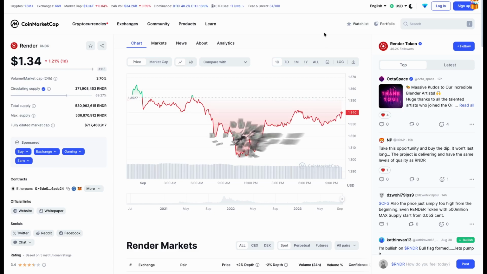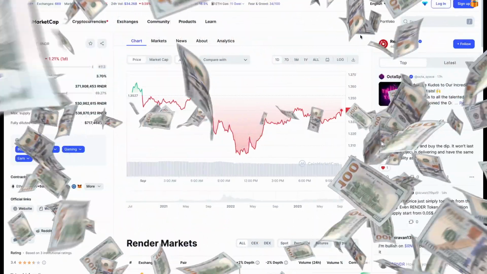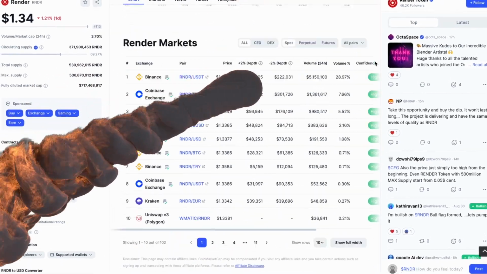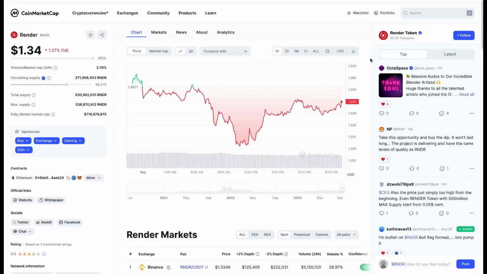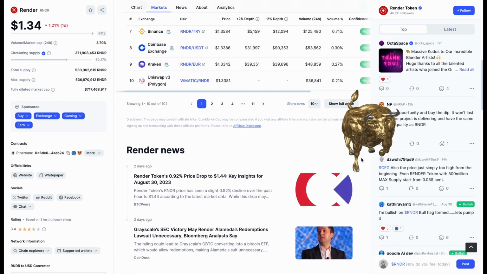In this video, I'll be going over what is Render token. I'll be letting you know 5 compelling reasons to invest in Render token. Also, stay tuned till the end of the video where I'll reveal my skyrocketing price prediction for Render token in the upcoming bull run. Without further ado, let's get started with what Render token is.